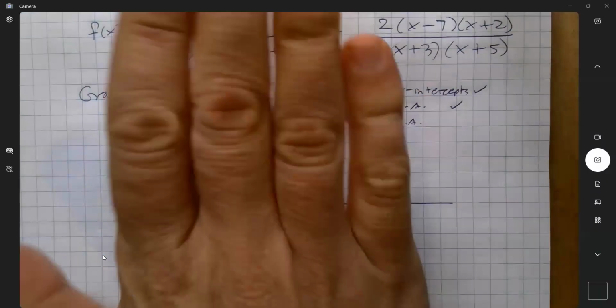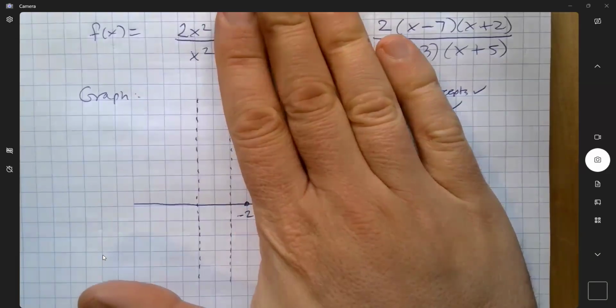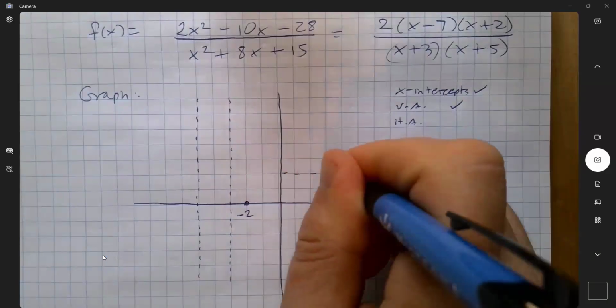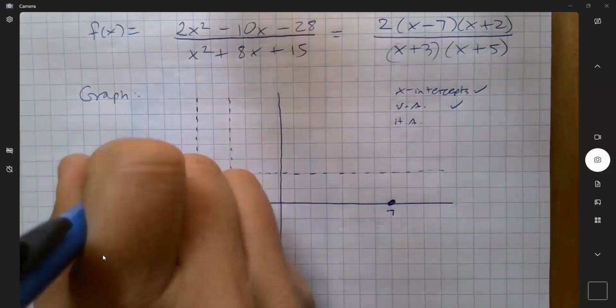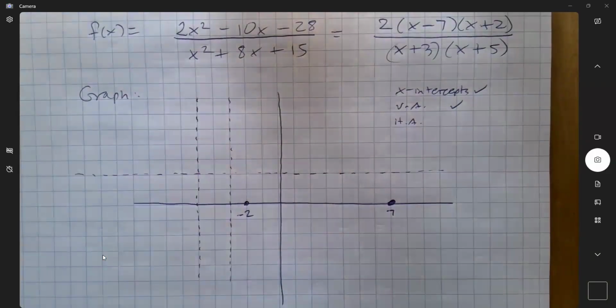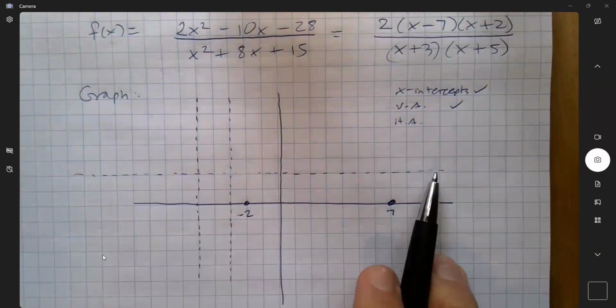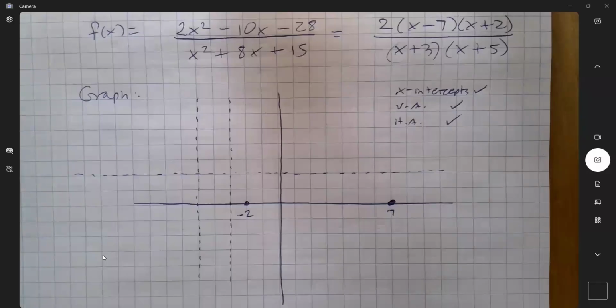Remember, we just cover everything up except the leading terms. It's 2x squared over x squared, which is 2. So we're going to have a horizontal asymptote right here, 2. And that's our end behavior. Horizontal asymptotes are end behavior. So we don't have the little box like we did with the polynomials.